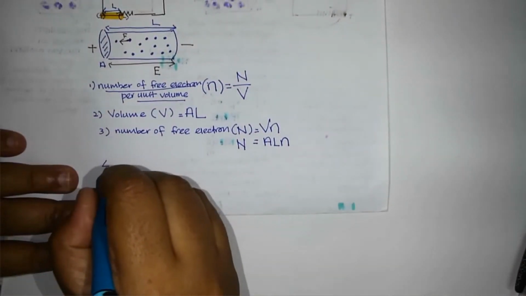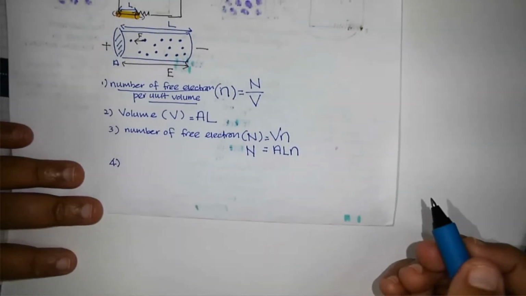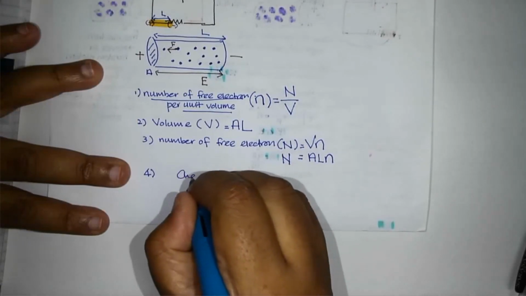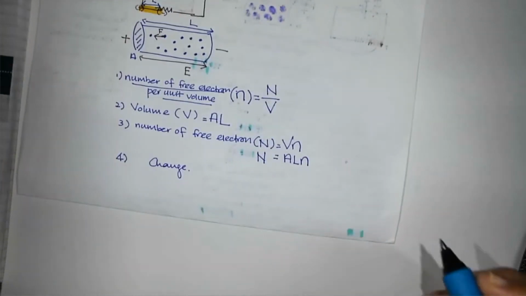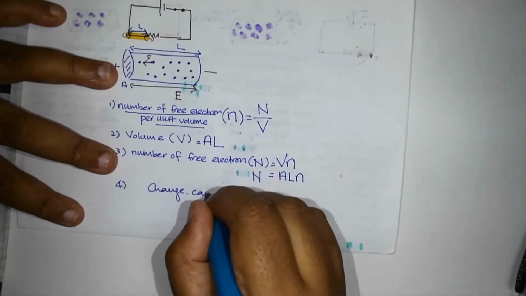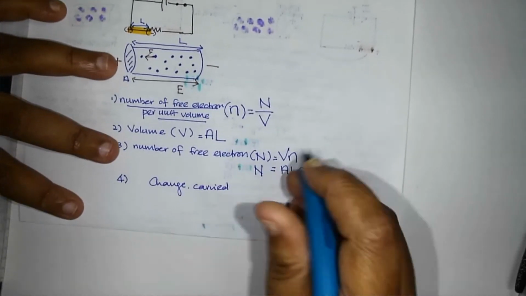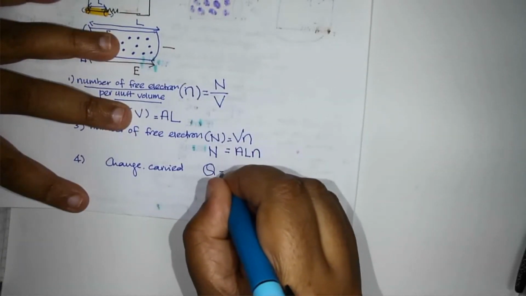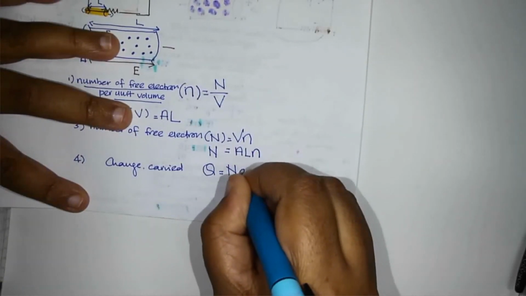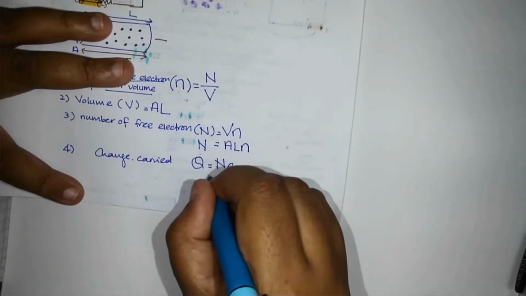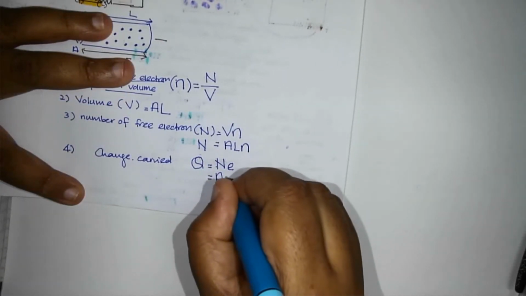Number 4, the charge carried by the free electrons. Q equals N e. And what is N? N is this, so we get Q equals A L n e.